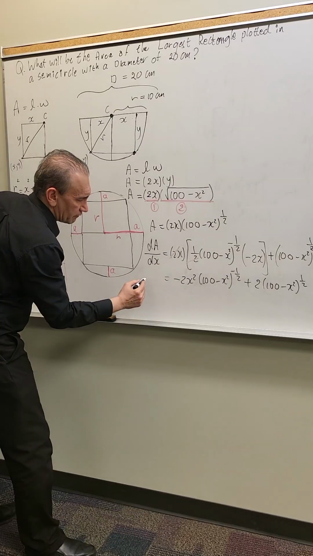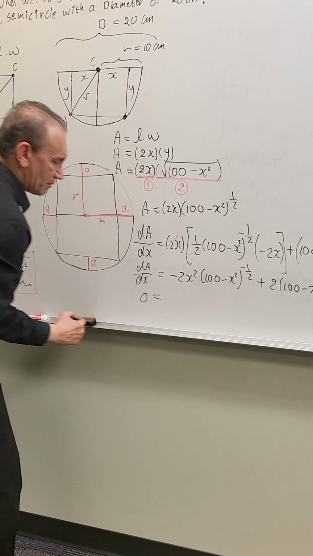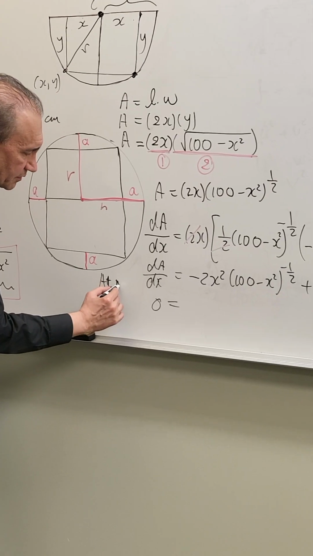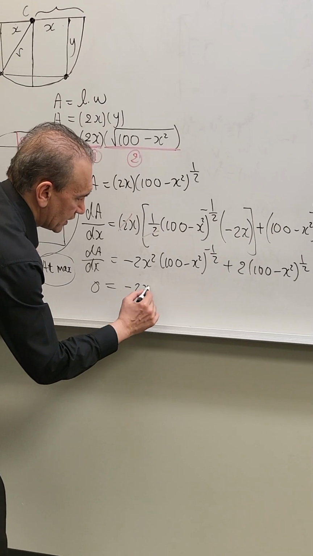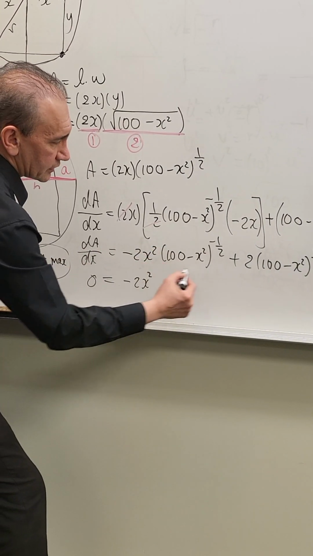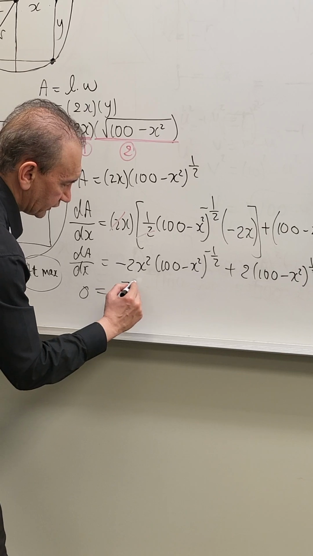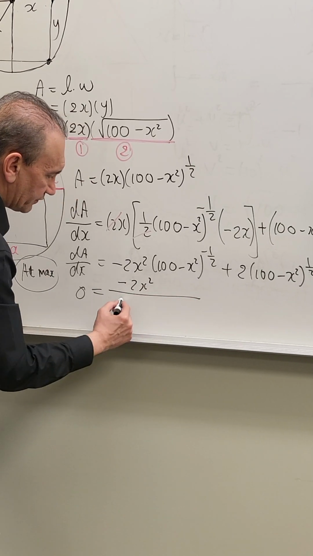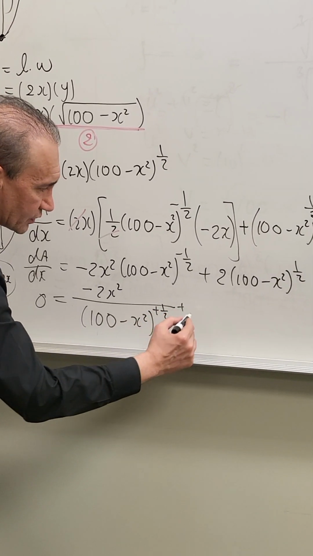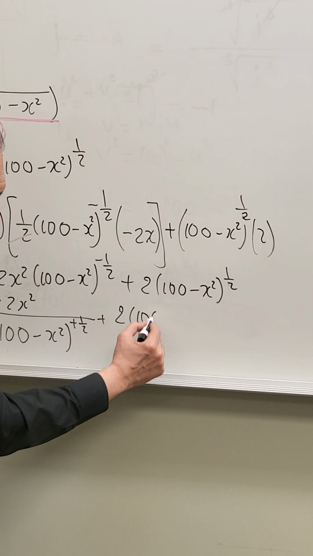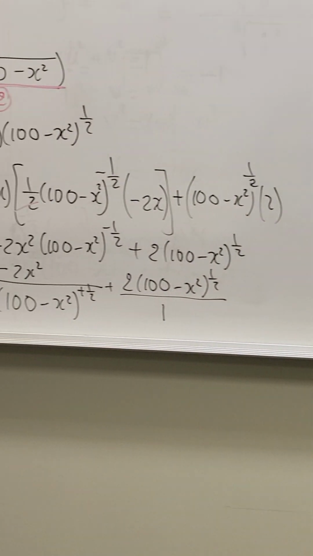Now I make the derivative equal to 0 at the maximum and minimum point. At the maximum, the derivative is equal to 0. We know that. So now I'm going to rewrite that: negative 2x squared, and I will change the position of this to the bottom, so I write down here (100 minus x squared) to the power of positive 1/2, plus whatever I have here, 2 times (100 minus x squared) to the power of 1/2, divided by 1. This is a very important step.